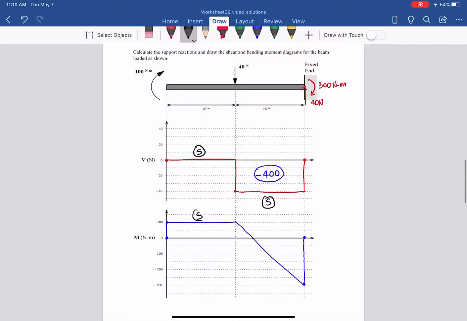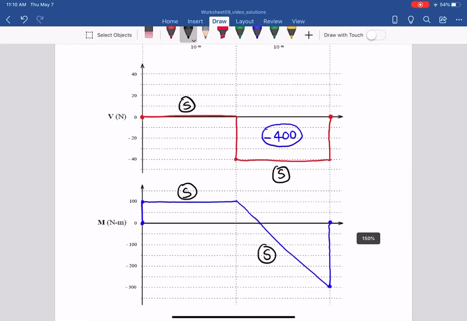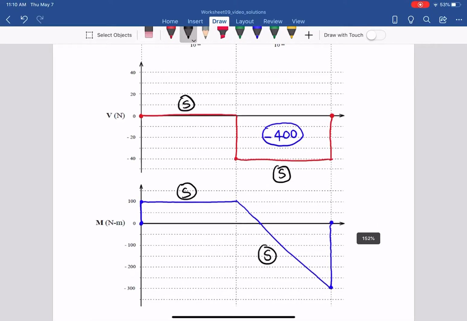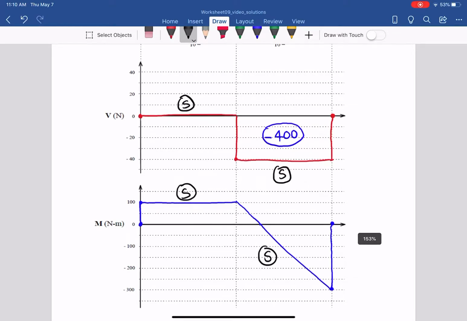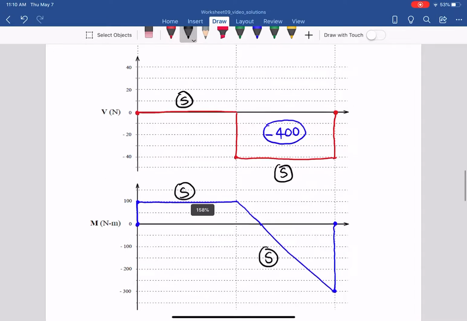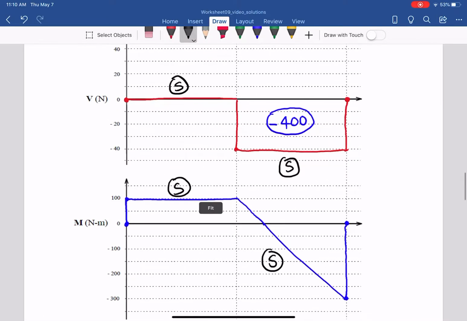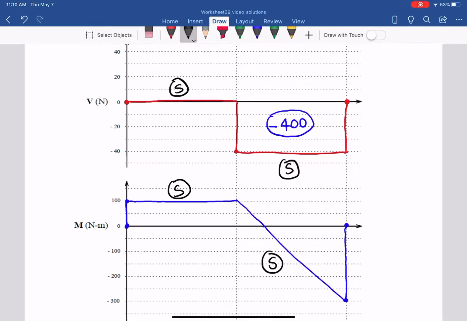It is a straight line, and the slope in the last 10 meters equals the shear at that point. As you can see, it is negative 40, so the slope goes down 40 Newton. The slope in the first 10 meters equals 0 because the shear equals 0 there. That way it is horizontal, as you can see in the moment diagram.